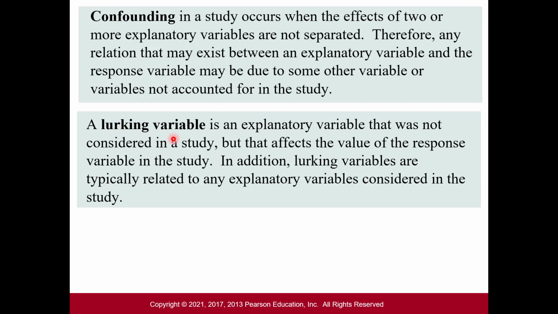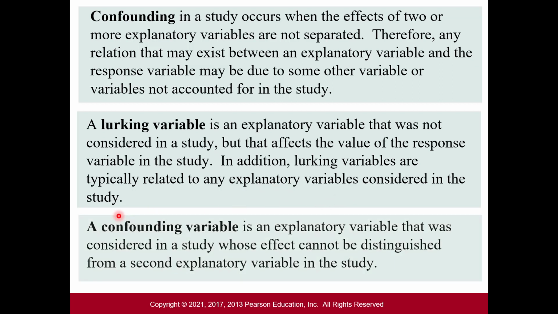So a lurking variable is an explanatory variable that was not considered in the study, but that affects the value of the response variable in the study. In addition, lurking variables are typically related to any explanatory variables considered in the study. And then a confounding variable is also an explanatory variable that was considered in a study whose effect cannot be distinguished from a second explanatory variable.